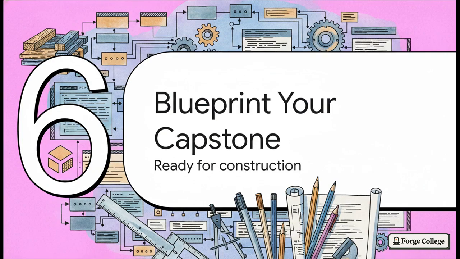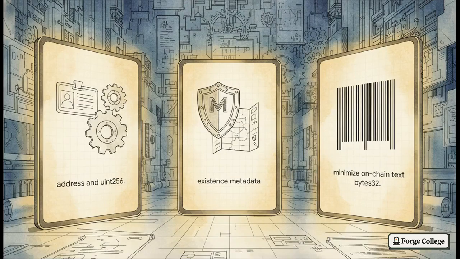Finally, Section 6, Blueprinting your capstone. You are ready for construction. Carry these 3 golden rules with you into your project. 1. Rely on native EVM types, defaulting to address and uint256, unless you have a heavily documented slot packing strategy. 2. Use defensive mapping flags to destroy default value ambiguity. And 3. Rigorously keep bulky text off your contract, using bytes32 hashes for identifiers.